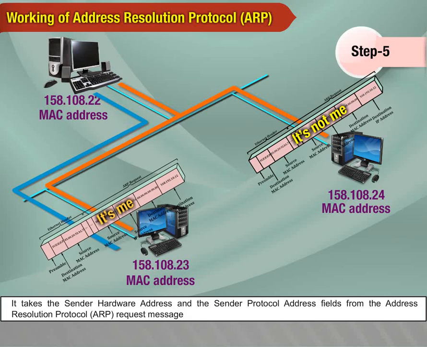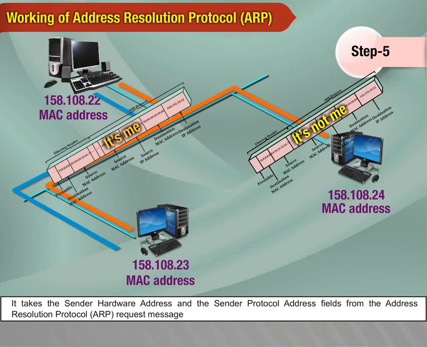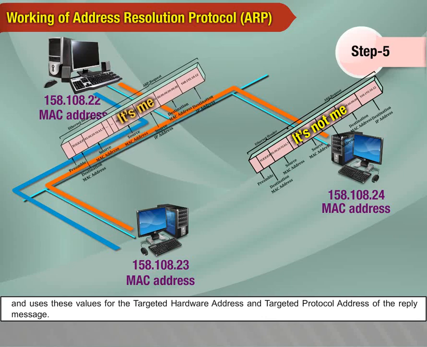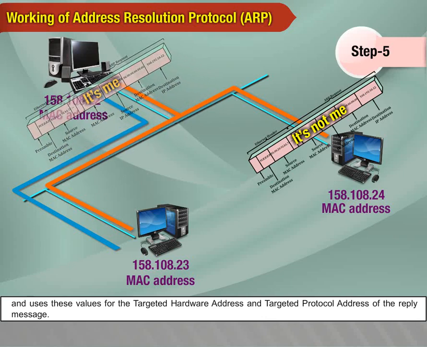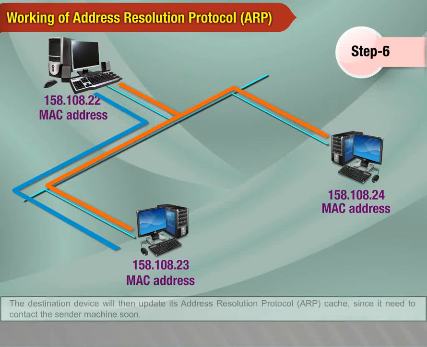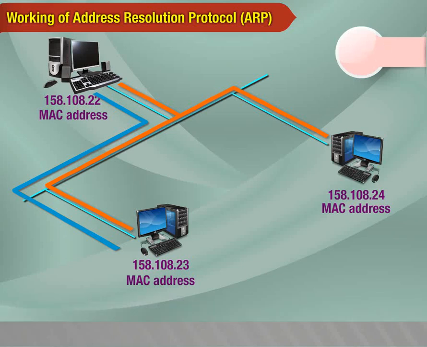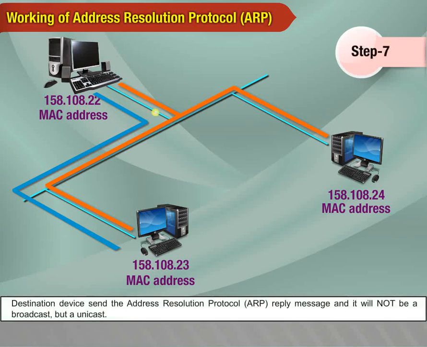It takes the sender hardware address and the sender protocol address fields from the ARP request message and uses these values for the target hardware address and target protocol address of the reply message. Step 6. The destination device will then update its ARP cache since it needs to contact the sender machine soon. Step 7. The destination device sends the ARP reply message, and it will not be a broadcast but a unicast.